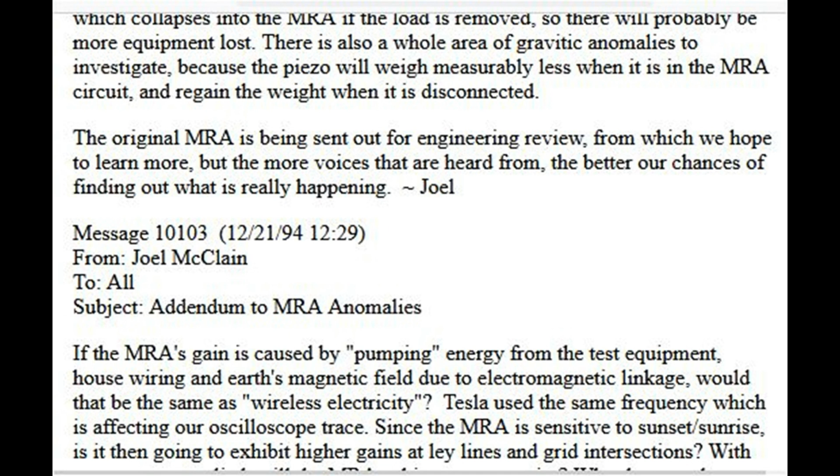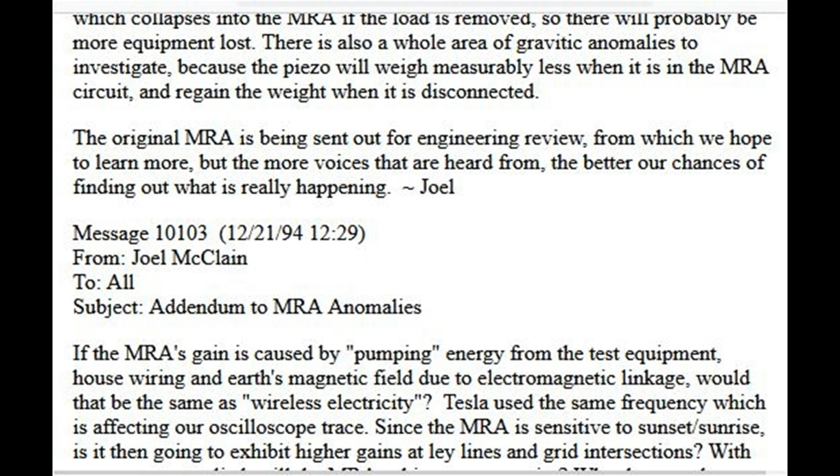The original MRA is being sent out for engineering review, from which we hope to learn more, but the more voices that are heard from, the better our chances of finding out what is really happening. Joel. Message 10103, December 21, 94, 12:29. From Joel McLean to All.